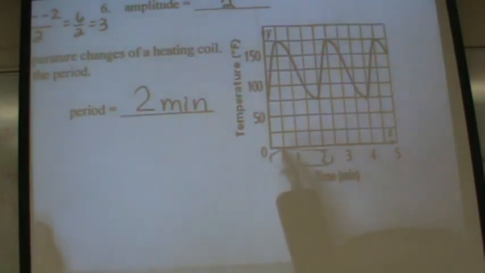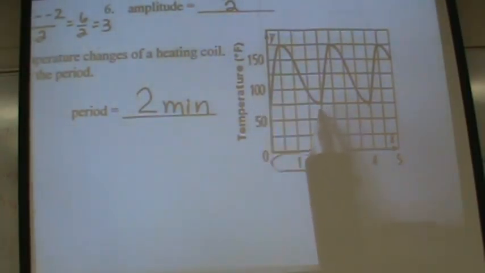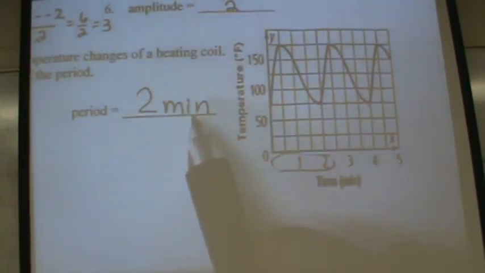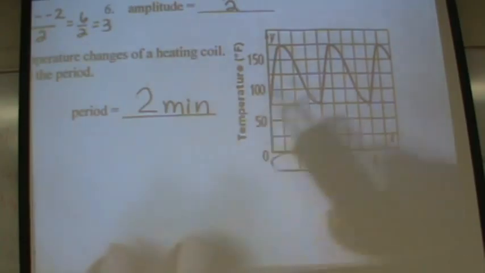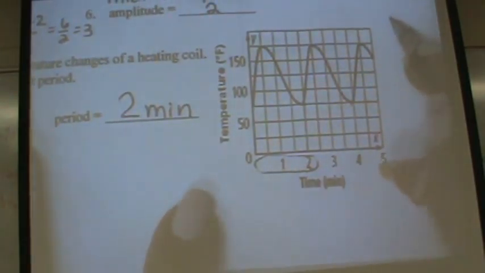Don't go by these boxes. You gotta go by the numbering. So from here to here, it's 2 minutes. That's the length of a period. Now, what if I wanted to find the midline?